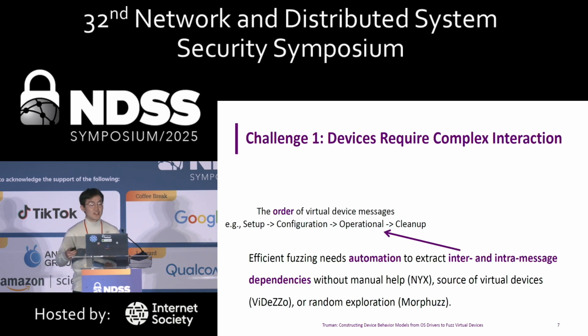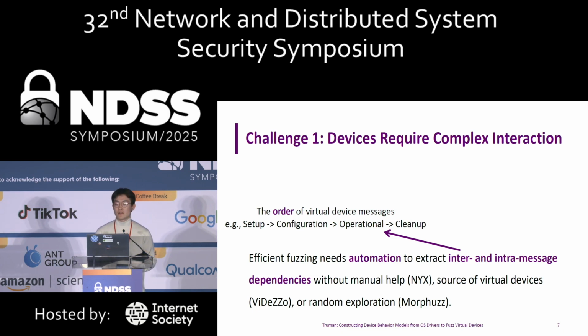One of the key challenges in fuzzing virtual devices is managing the dependencies in device communication. Virtual devices follow a strict sequence of operations, such as setup, configuration, operation, and cleanup. And any violation of this order can result in invalid inputs that fail to test the device properly.